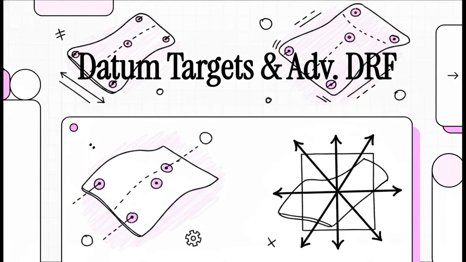Welcome back to Lesson 10 of our GD&T Masterclass Explainer. Up until now, we've been dealing with pretty straightforward, rigid parts. But today, we're tackling a massive, real-world manufacturing headache. We're diving into advanced datum concepts and datum targets, straight out of the ASME Y14.5 standard.